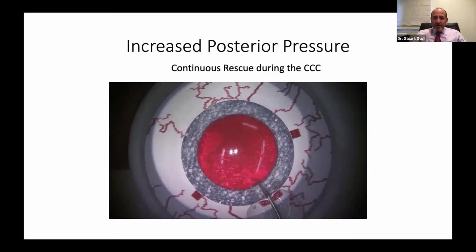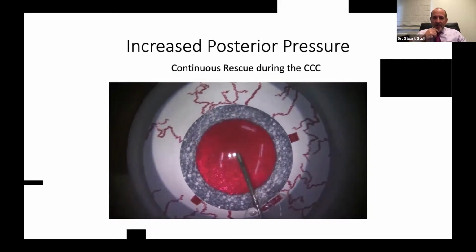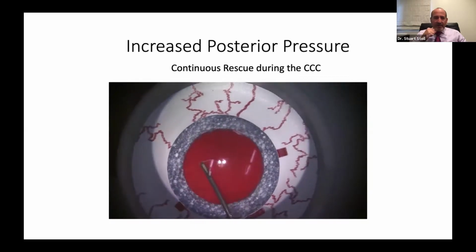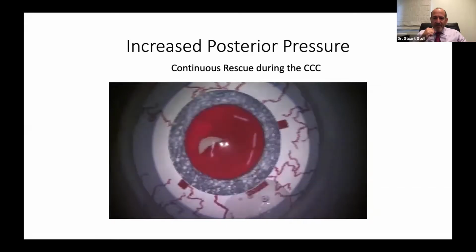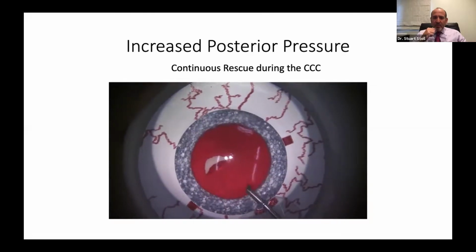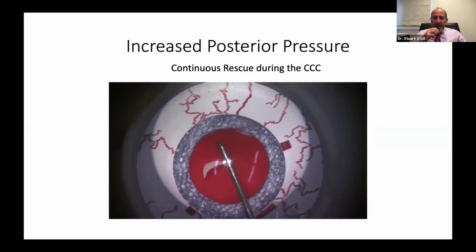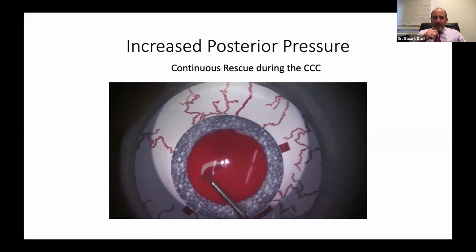We're going to show how you can simulate that on the model, because with increased posterior pressure, it's almost like you're doing a continuous rescue during the whole CCC procedure. What I mean by that is you're going to be pulling more radially at certain times as you're propagating the tear. So here we go.